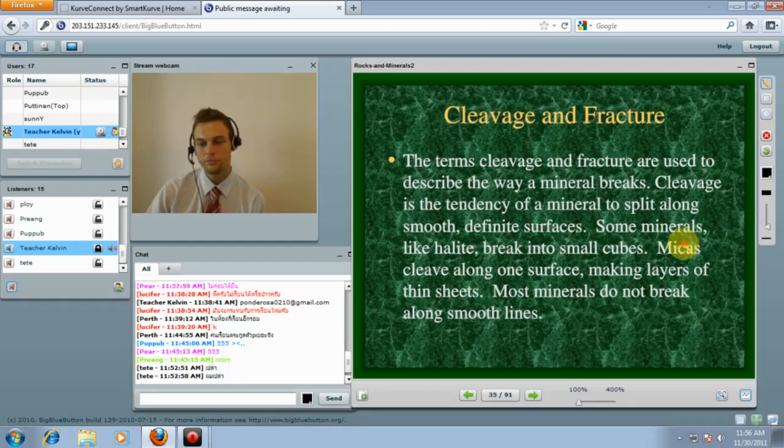And as this says here, most minerals do not break along smooth lines. So if you were to break a mineral, usually you're going to find that it's going to have a specific way of breaking, and if you can get it to break, obviously, but usually it'll break in maybe its crystal form, or it'll have some weird characteristic. Either way, it gives you some insight as to which mineral it is.